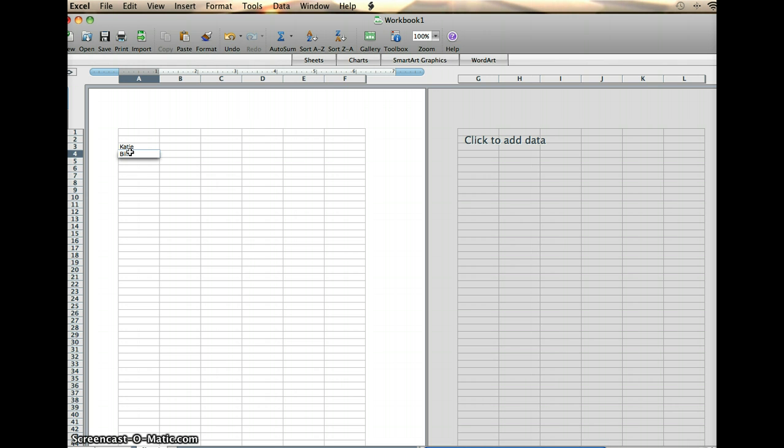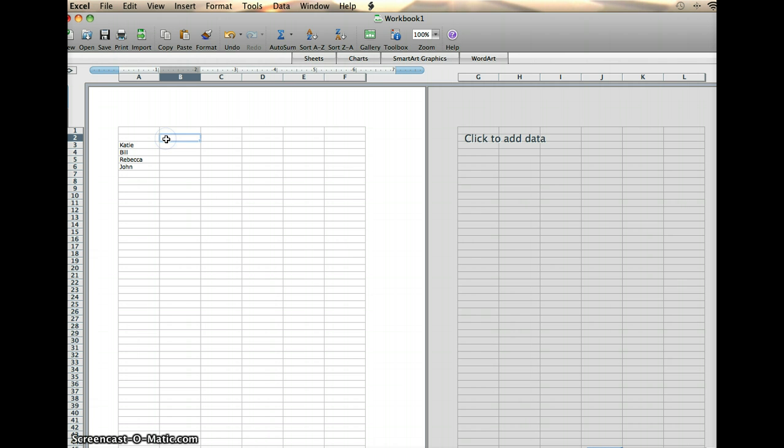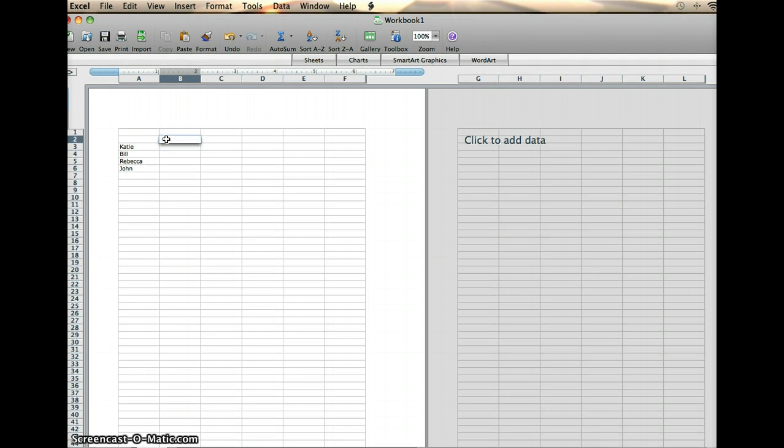Bill could be the next student. Rebecca is the 3rd student. And John is the 4th student. Now, that's all you need for the students. And the y-axis is going to be all the measurements. The first thing we're going to be measuring is the volume.